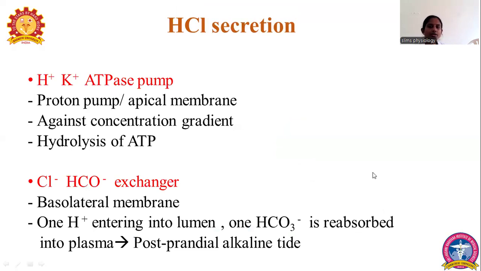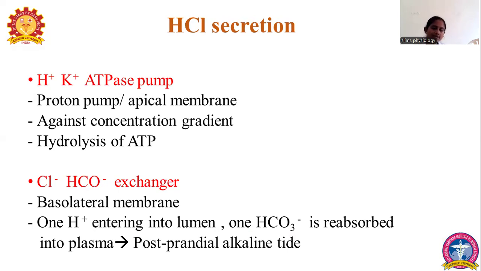So when you think about HCl secretion, you have to always remember these two pumps. The hydrogen potassium ATPase pump, which is also called the proton pump, is present on the apical membrane. Hydrogen is moved against the concentration gradient with the utilization of ATP.